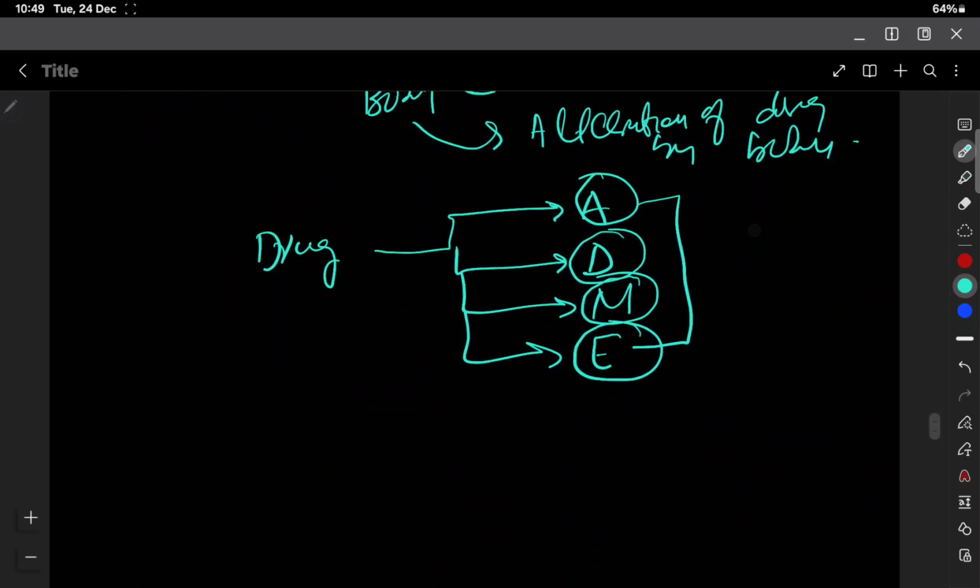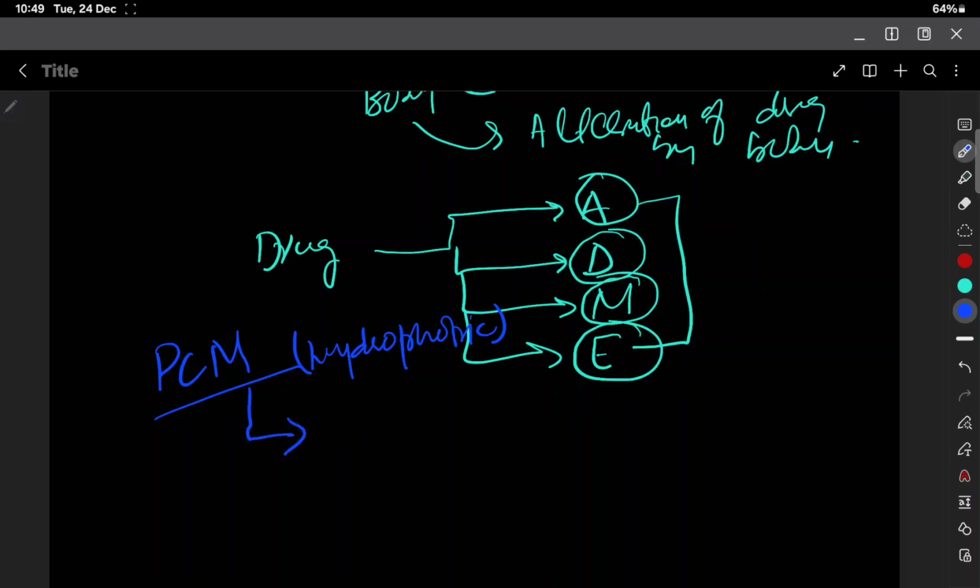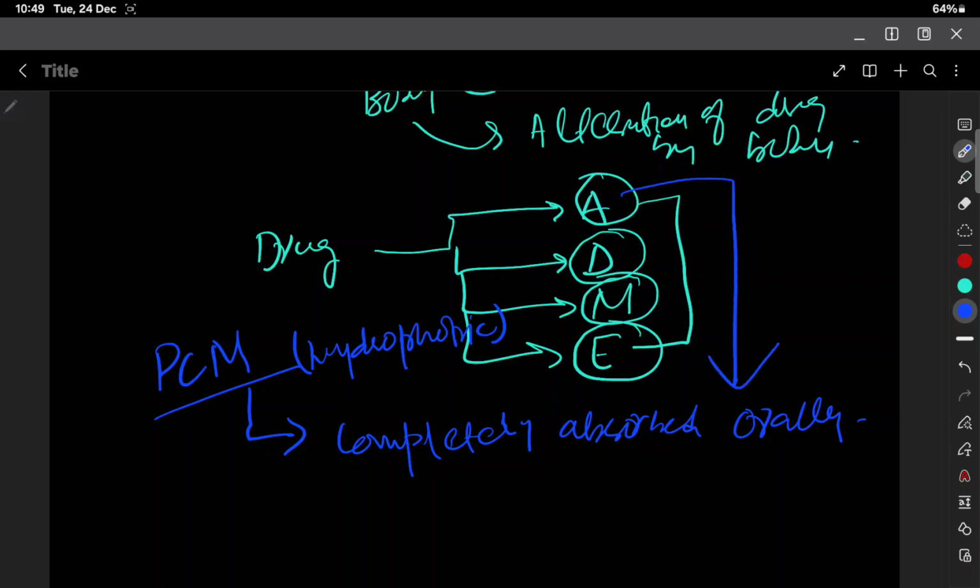For this I will give you a simple example of paracetamol. Paracetamol is hydrophobic. Hydrophobic means water hating. And it is analgesic, antipyretic, and it has a poor anti-inflammatory action also. So this paracetamol is completely absorbed orally. So first thing, absorption, it will be completely absorbed orally.